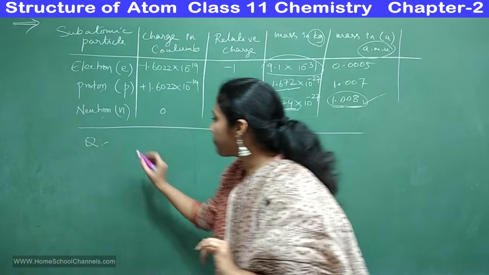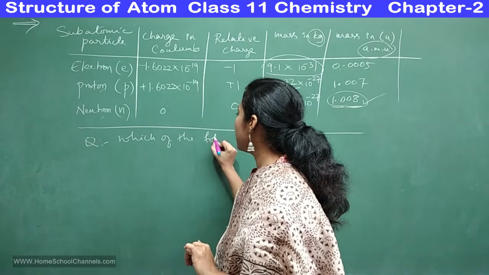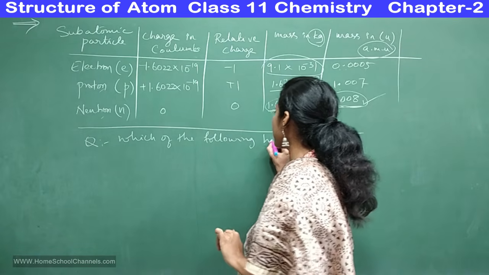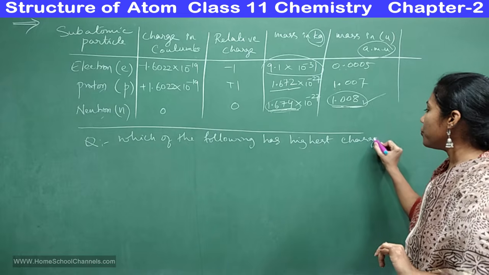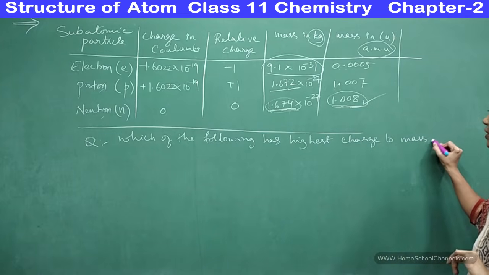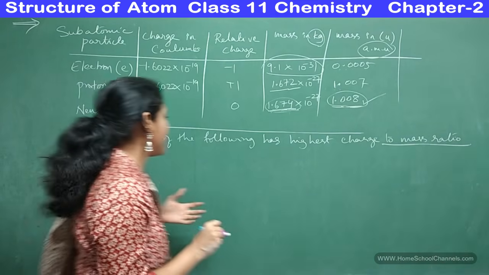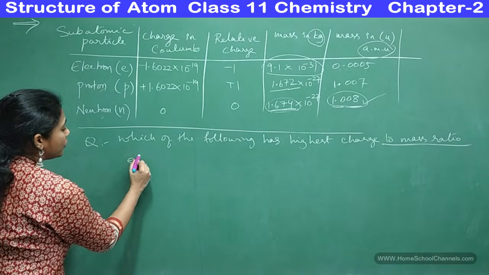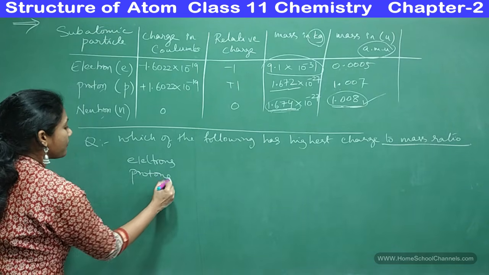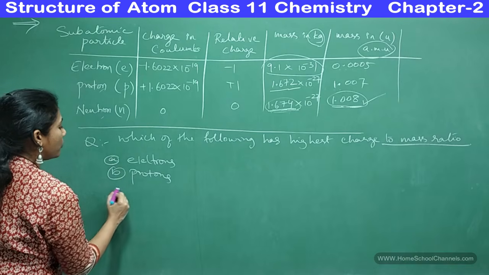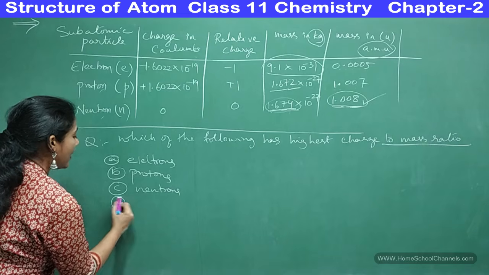So the question is, which of the following has highest charge to mass ratio? You have to decide whether it is electrons, protons, neutrons, or alpha particle. Option A, electrons. Option B, protons. Option C, neutrons. And option D, alpha particle.